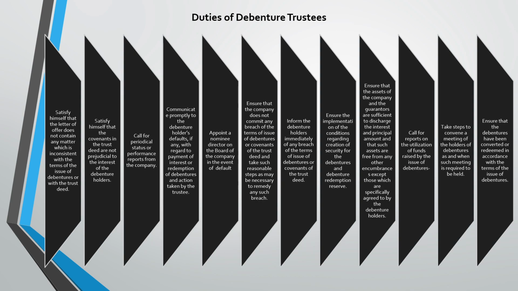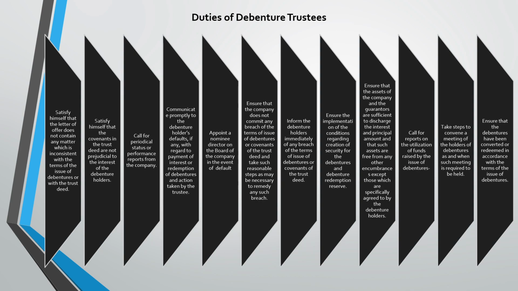They need to ensure that the assets of the company and the guarantors, in case any guarantors are there, are sufficient to discharge the interest and the principal amount. And such assets should be free from any other charges. They can have some charges on those assets only if it is specifically agreed by the debenture holders. Otherwise, it should be free from any charge. The debentures also have two components, that is principal payment and interest payment. So the assets need to satisfy both principal and interest repayment.